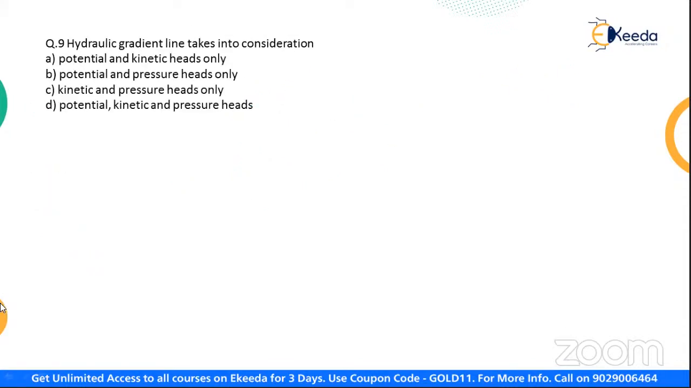Moving on to the next question, that is question number 9. Hydraulic gradient line takes. Now hydraulic gradient line, how do we draw that? That is obtained by connecting the piezometric heads at various sections. It is obtained by connecting the piezometric head at various sections.